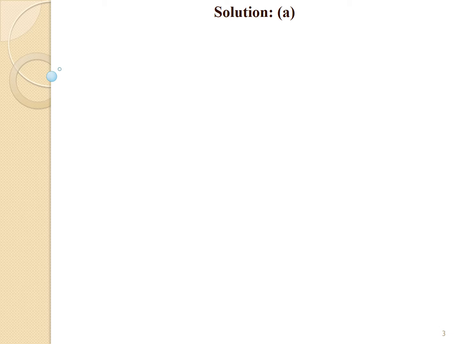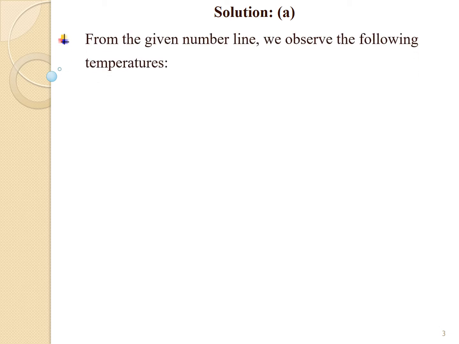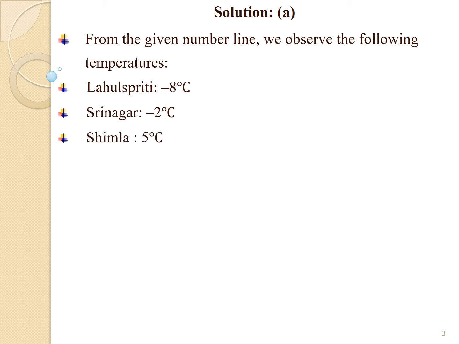Thus, by observing the number line, it is clear to us that the temperature of Lahul Spiti is -8 degrees Celsius. That of Srinagar is -2 degrees Celsius. Simla is 5 degrees Celsius. Ooty is 14 degrees Celsius. And Bangalore is 22 degrees Celsius.